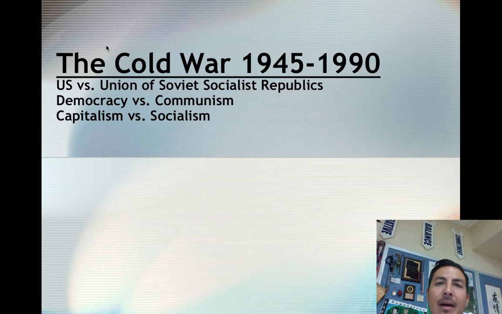Hitler is gone, which is the main threat to Stalin, the main threat to France and Great Britain, the main threat to what we call democracy. And because of that, there's an uneasy forced alliance between the Soviet Union and what we call Western democracies. And you should know that Western democracies are like France, Great Britain, and the United States at this time.